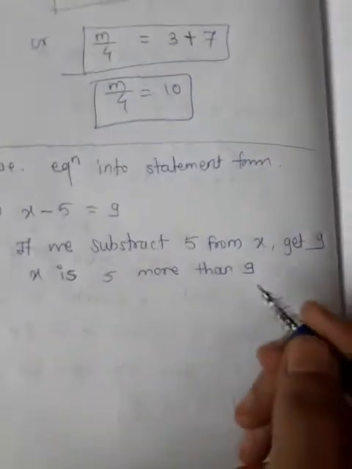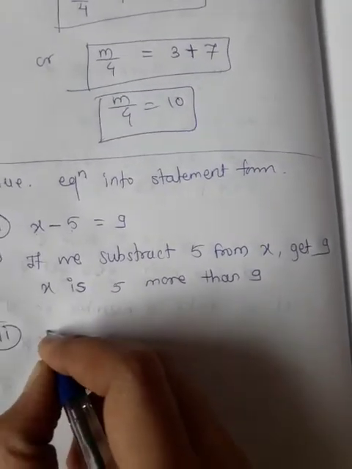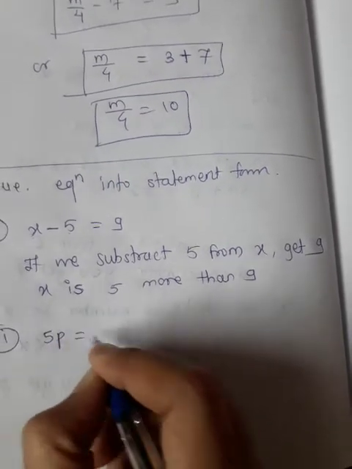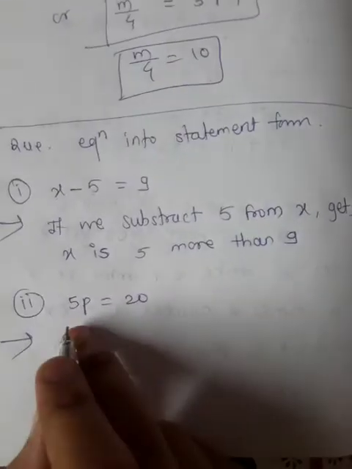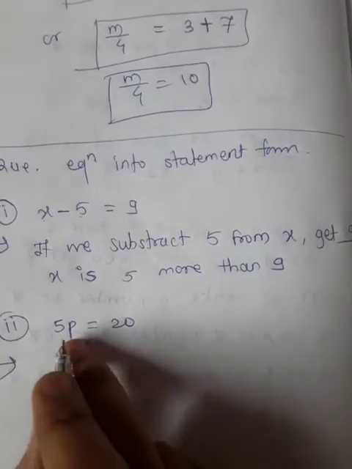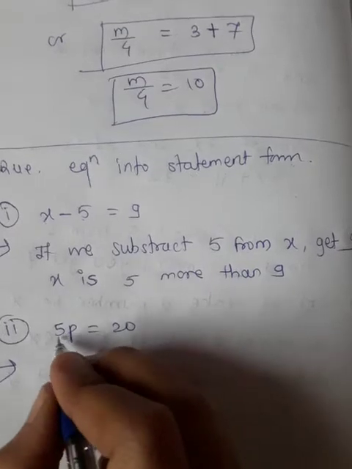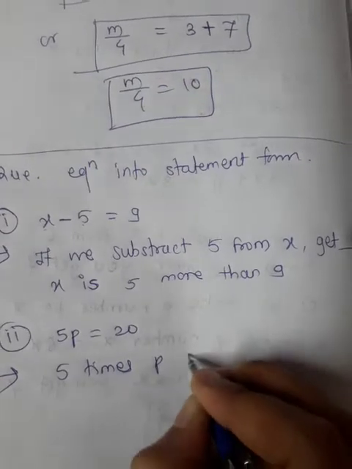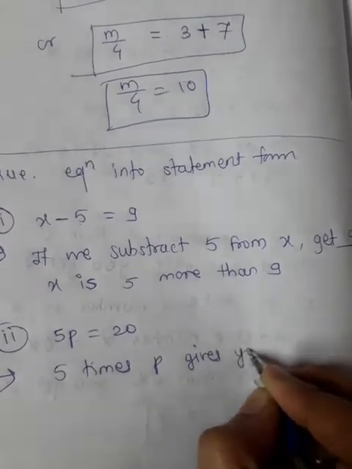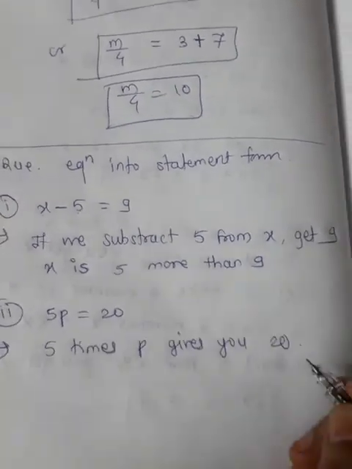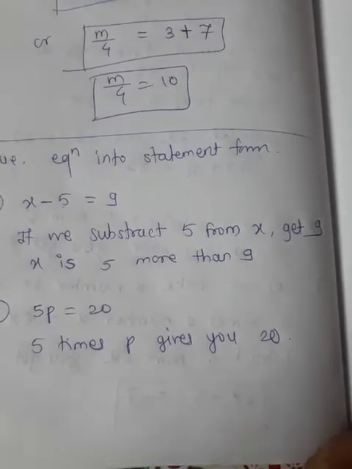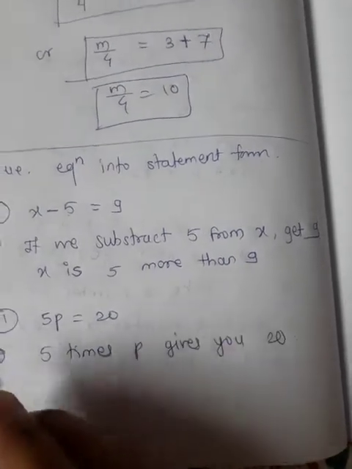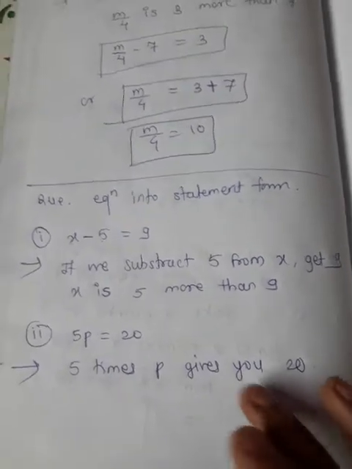So, see, the second equation is 5p is equal to 20. This is an equation where the variable is p. So 5p is equal to 20 means what? 5 times p gives you 20. Okay, so in any way you can write this equation.